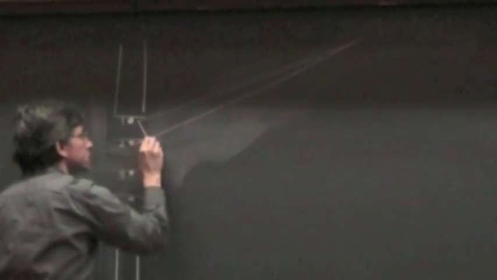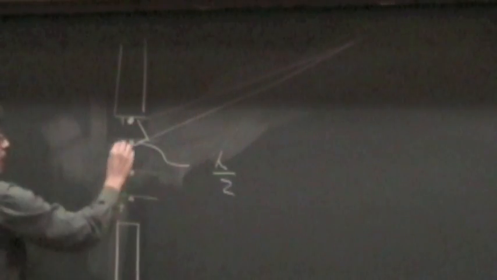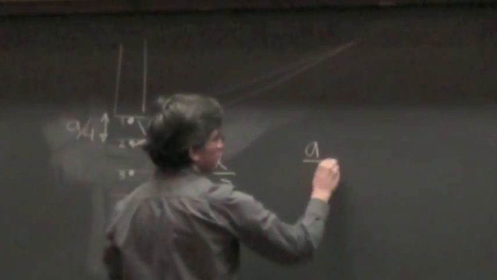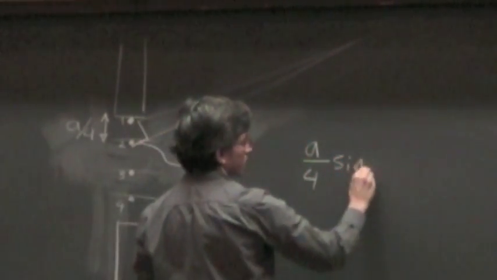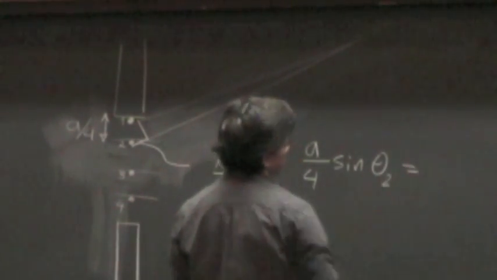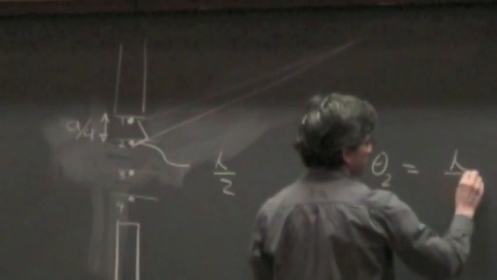To make sure that 1 and 2 are cancelled with each other, what I need to do is, well, I have exactly the same construction here, except that now I want this distance to be half a lambda, and I know that that distance is A divided by 4. So A divided by 4 times the sine of the next angle where I'm going to find a dark line should be equal to lambda divided by 2.